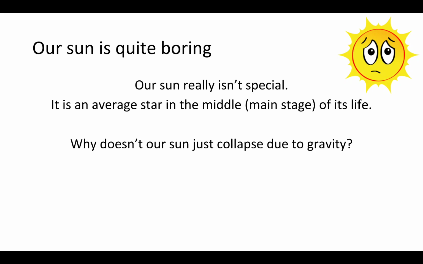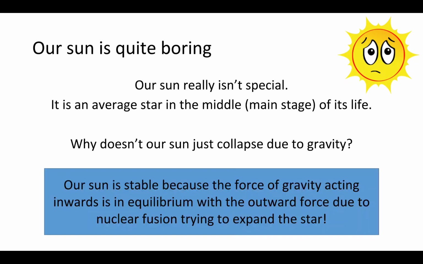The gravitational field of the sun, even at the surface, is around 242 meters per second squared, compared to the Earth's, approximately 10. So a good question is, why doesn't the sun just collapse due to its gravity? So the sun is stable, or well, any star really is stable, because the force of gravity that's pulling it in is in equilibrium with outward forces and pressure due to the nuclear fusion that's trying to expand the star.